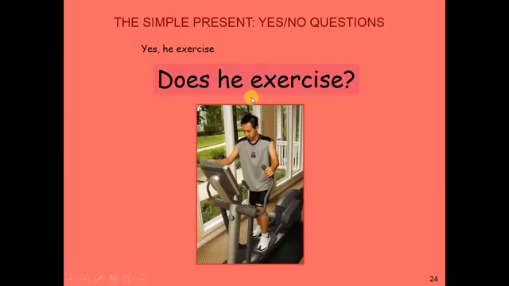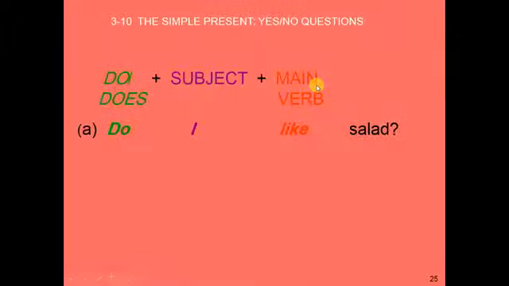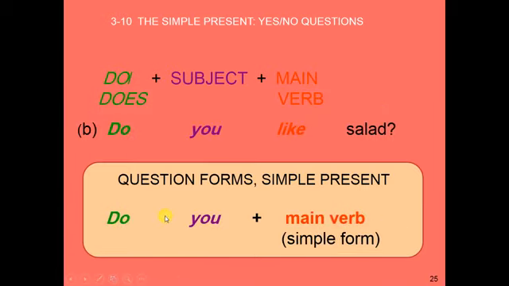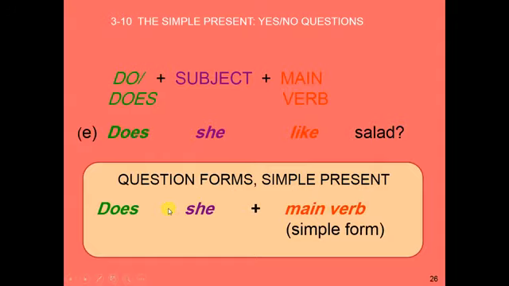How do we make a question if there is yes or no in the sentence? We will use do or does. Here, he exercises. We will start with does, because he takes does. Does he exercise? Yes, he does, or no, he doesn't. We start the question with do or does plus the subject plus the main verb. Do you like salad? Do we like salad? Do they like salad? Does she like salad? We put does with he, she, and it. Does he like salad? Does it look good?